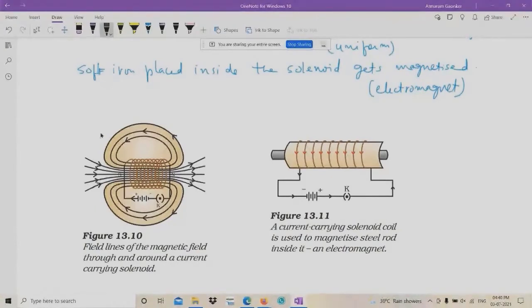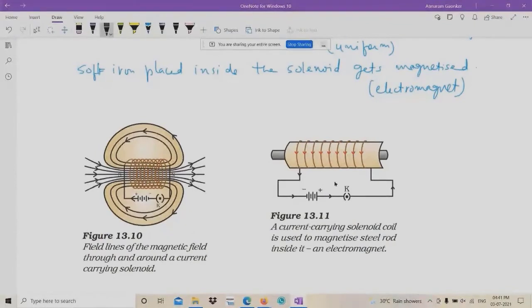The magnetic field lines emerge from the north pole and diverge to the south pole, and the direction is from north pole to south pole. You see on both the sides, north pole to south pole, and inside the solenoid the magnetic fields are from south pole to north pole, and they are straight, parallel and uniform. It is the same as that of the bar magnet.